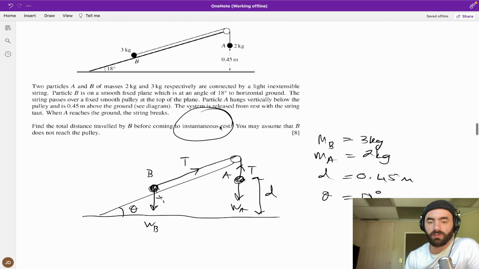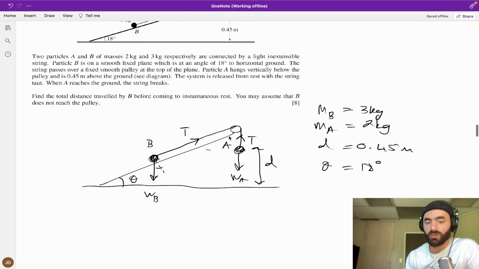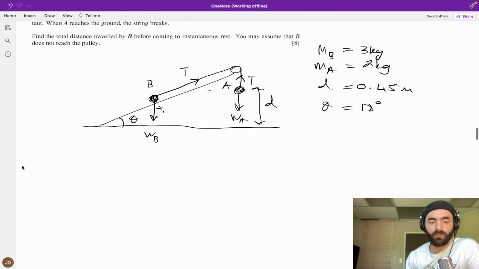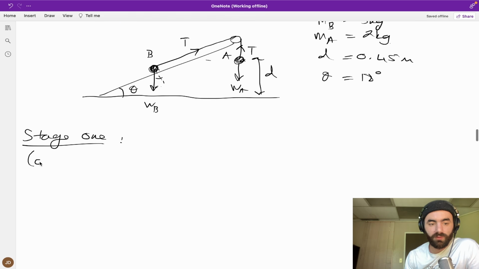Okay, so instantaneous rest, that means this is the point at which the velocity of B is 0 at the top of its motion up the slope. So when it's at the top of its motion up the slope, its velocity will be 0, so it'll be instantaneously at rest. To find the distance it travels to get to that point, we have to split this up into 2 stages. The stage where B is being affected by the string and the weight of A, so A is being pulled down. So for the first stage, we'll say stage 1 of its motion.